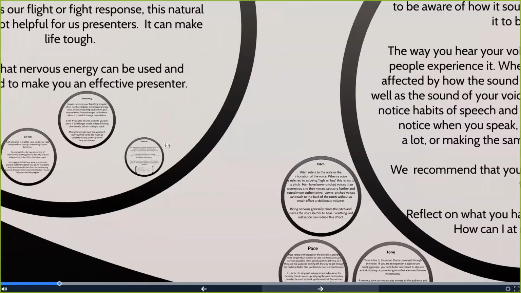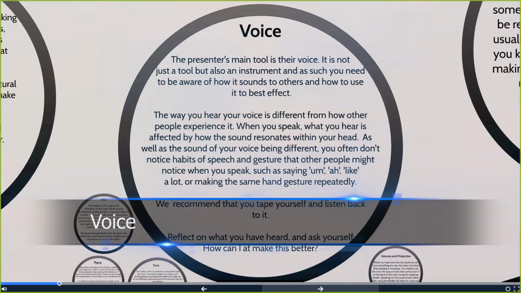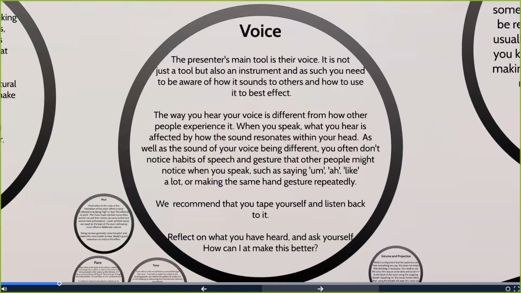Voice. So the presenter's main tool is their voice. It is not just a tool, but also an instrument, and as such, you need to be aware of how it sounds to others and how to use it to best effect. The way you hear your voice is different from how other people experience it. When you speak, what you hear is affected by how the sound resonates within your head, as well as the sound of your voice being different.